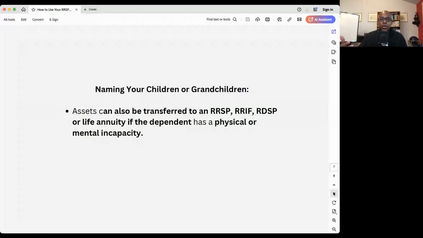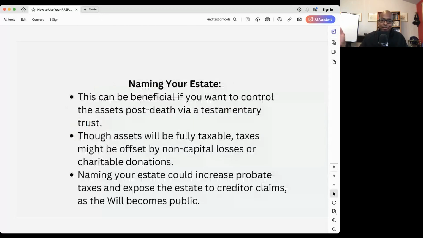What about transferring it to a child or grandchild with a physical or mental incapacity? Well, assets can also be transferred to an RSP, a RIF, an RDSP, or a life annuity if the dependent has physical or mental incapacity. So these are options that a lot of times individuals have not contemplated. Now, you may say, well, I don't want to leave it to any of those folks.